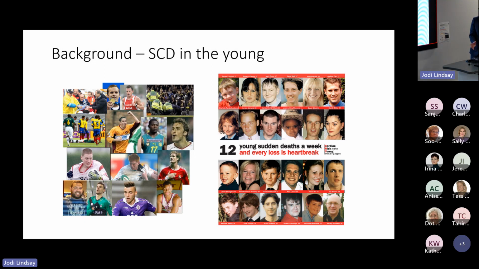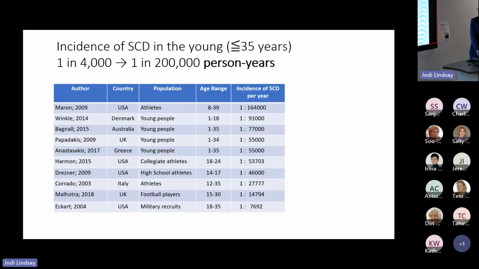Our estimate is about 600 deaths per year in the United Kingdom in this particular age group, and you will see from our data that it's probably more than that, which comes to about 12 young cardiac deaths per week. Now, if someone looks at the incidence of sudden cardiac death in young individuals, you get a highly variable incidence that can go from anything between 1 in 8,000 person years to 1 in 200,000 person years. And there are lots of reasons why there is such variability.